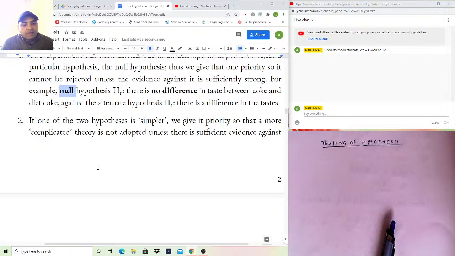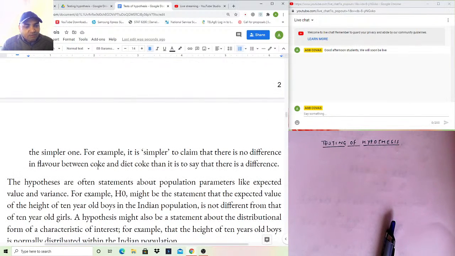Okay. Now, if one of the two hypotheses is simpler, we give it priority so that a more complicated theory is not adopted unless there is sufficient evidence against the simpler one. For example, it is simpler to claim that there is no difference in flavor between Coke and Diet Coke than it is to say that there is a difference. Right? So in any experiment, claiming that there is no difference is much easier than claiming that there is a difference between these two things. So, generally, the null hypothesis is that there is no difference.